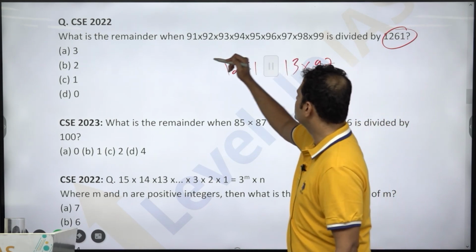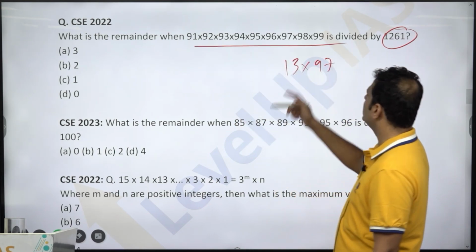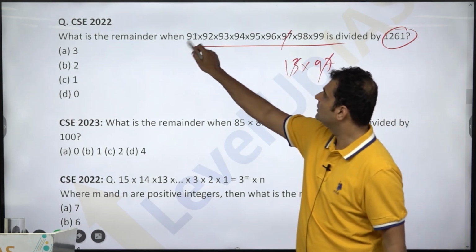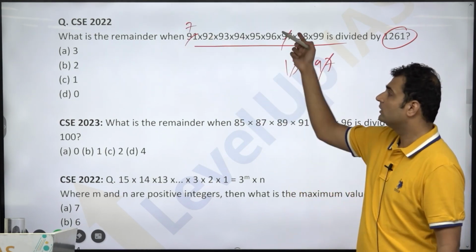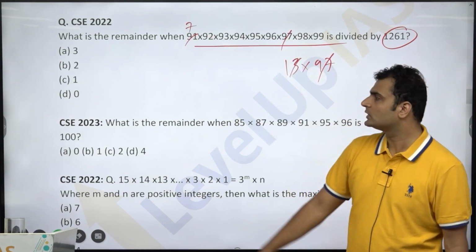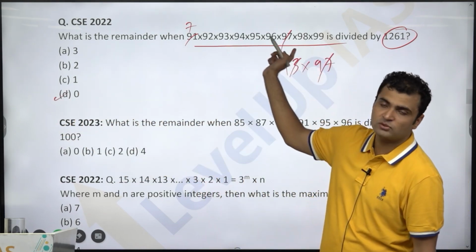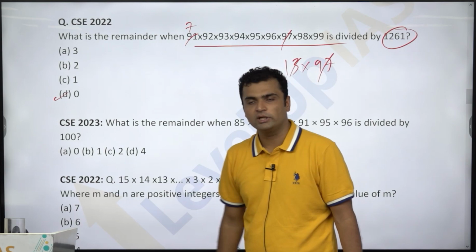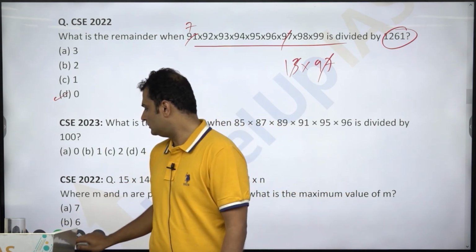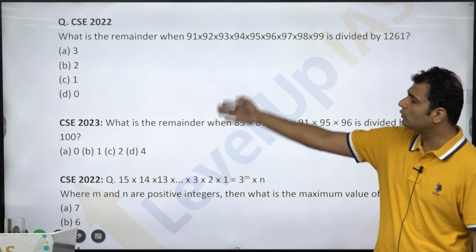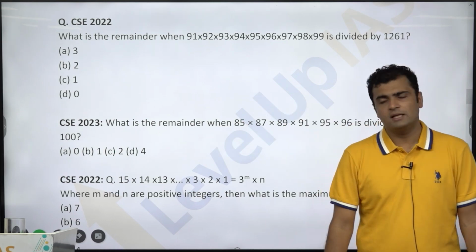And once you understand 1261 as 13 into 97, you have to divide by it, 97 will cancel, 13 7s are 91. So it is complete divisibility. Remainder is 0. This 1261 is a factor of this multiplication. Remainder is 0. In 90% of the cases, whenever UPSC asks about remainder, the answer is 0.